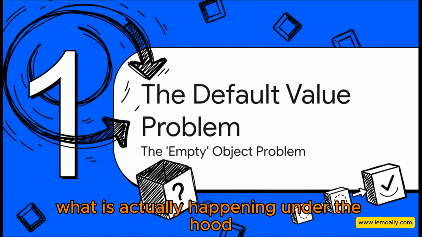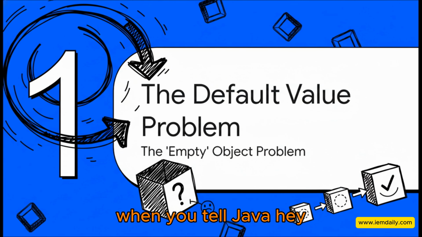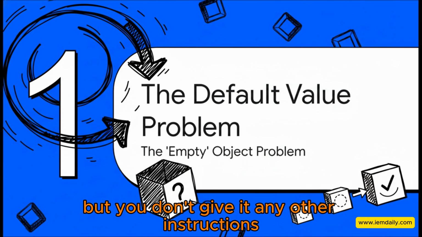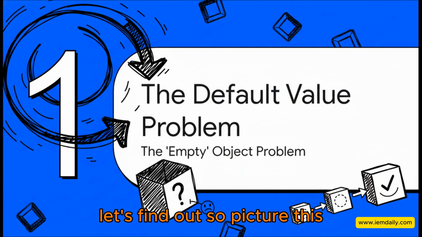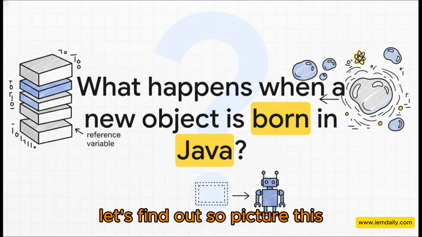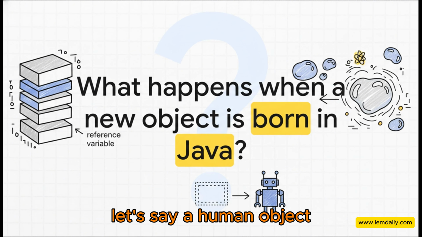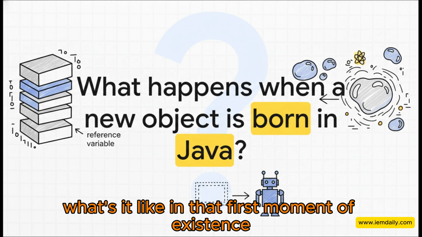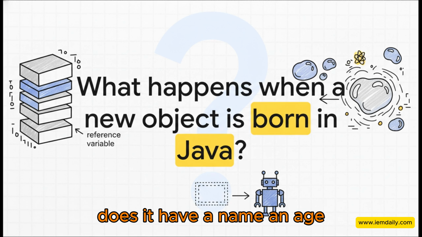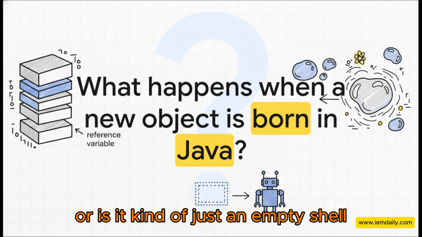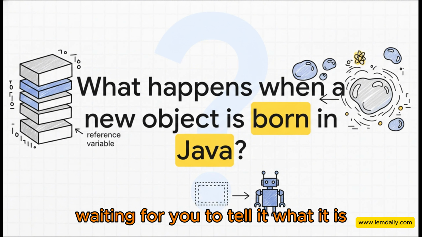All right, let's get right to it and start at the very beginning. What is actually happening under the hood when you tell Java, hey, create a new object for me, but you don't give it any other instructions? Let's find out. So picture this. You've just created a new object in your code, let's say a human object. What's it like in that first moment of existence? Does it have a name, an age, or is it kind of just an empty shell waiting for you to tell it what it is?